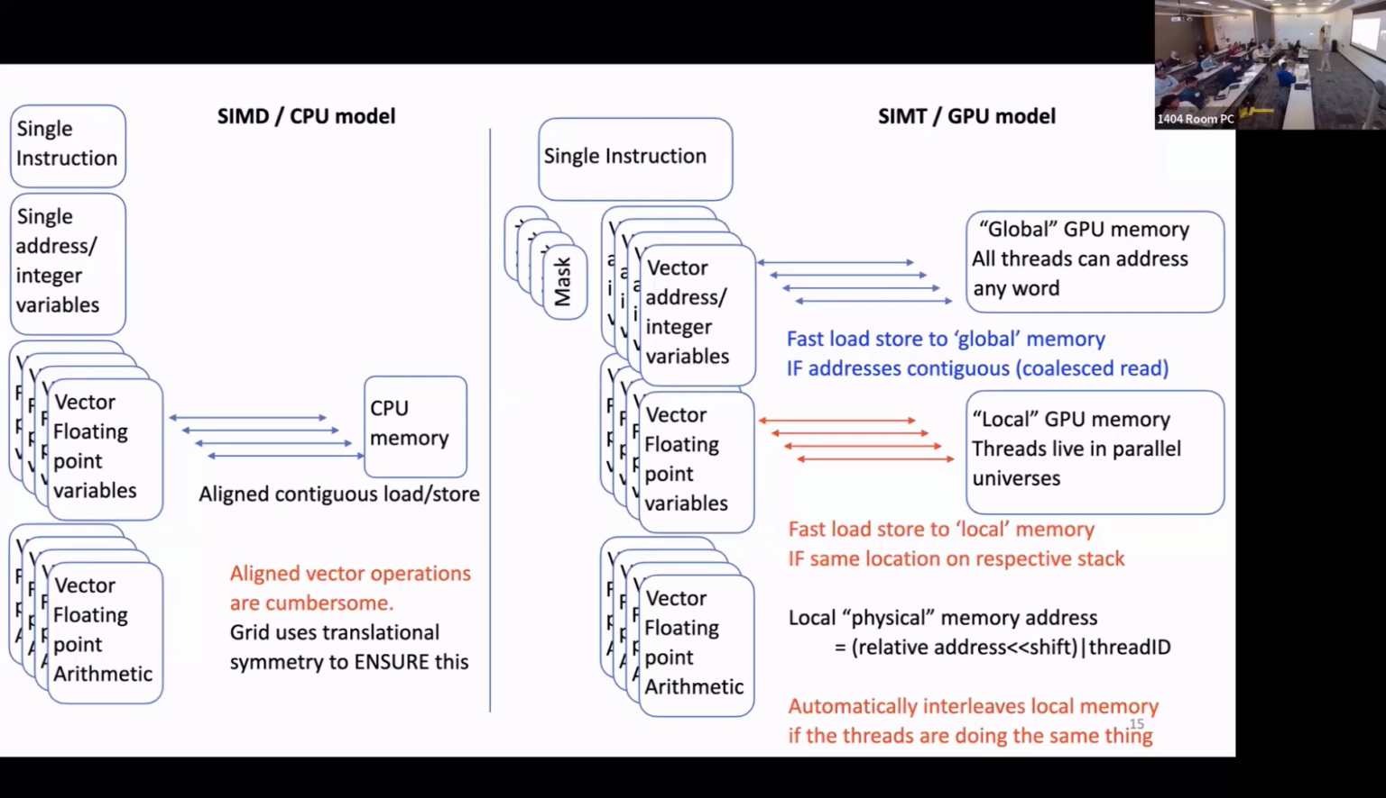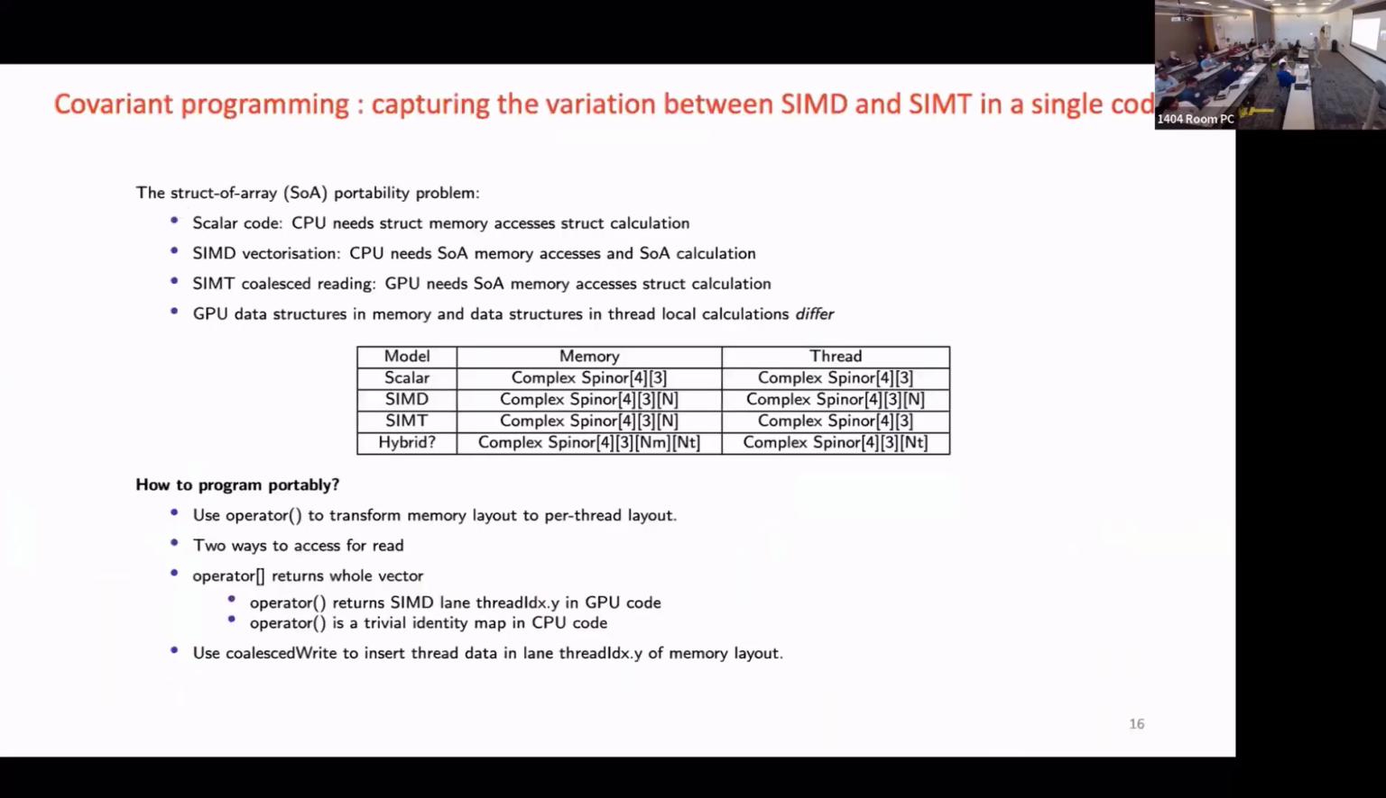Okay, so again, this fast load stores to local memory, the stack, is done in the same way. If you have this shift, the relative address, and you stick the thread ID in the physical address used to index the SRAMs or the memory, that thread ID automatically moves consecutively, right? So when they all access the same word, you get coalescing in this local memory. So it automatically interleaves local memory if the threads are doing the same thing.